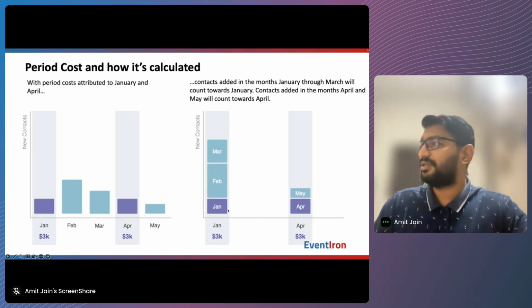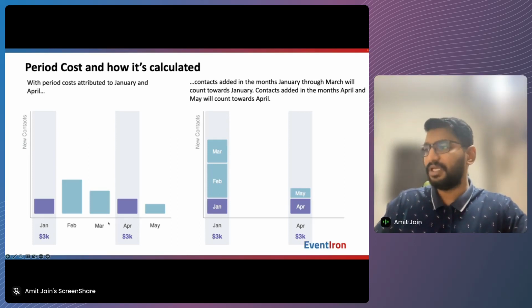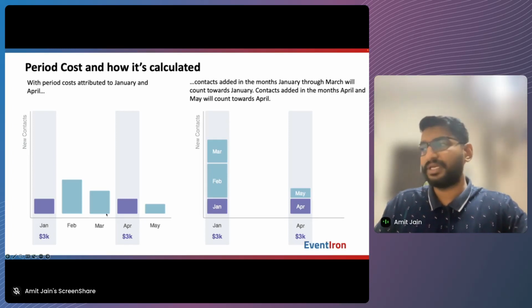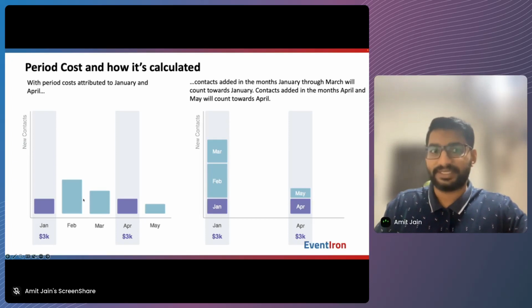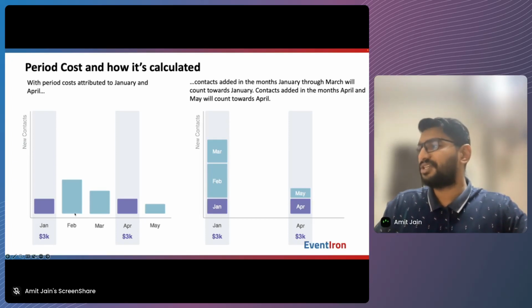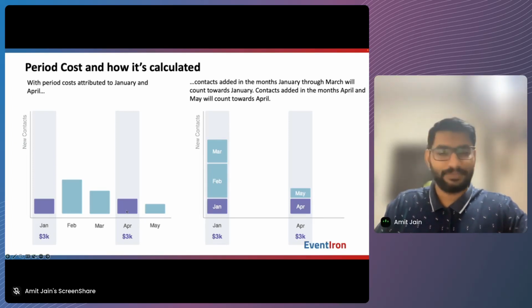Similarly, if you have a scenario where you have defined a period cost for January, for February and March there is nothing, then you have one in April, and for May there is nothing, again the same logic applies, it will roll back. Because if we spent some amount in January and we got some net new contacts in February and March, it makes sense that this spend helped us get those contacts, right? So again, for Feb and March, it will be calculated towards January, and for May, it will be calculated towards April. Okay.